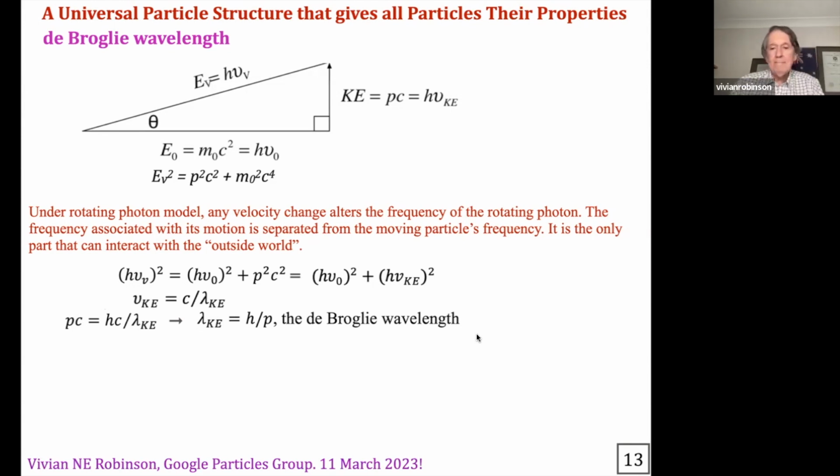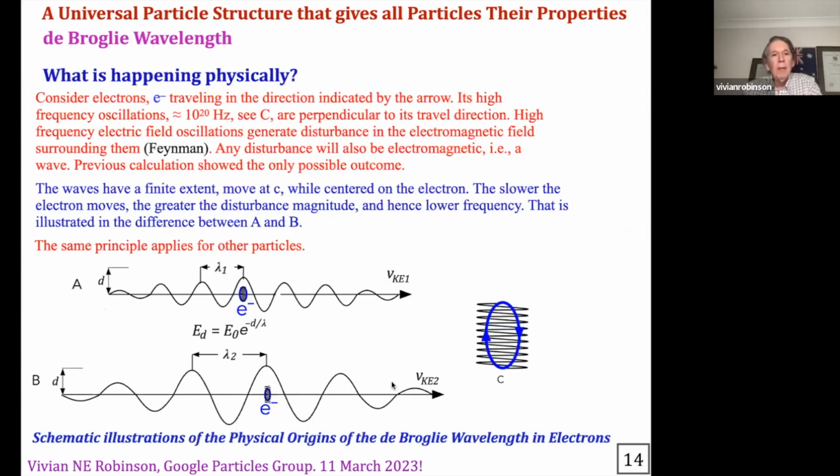Now, while that's a mathematical description, which I said I would give the physics first, I'm just doing it in that way so you can hopefully understand what's happening physically a little bit better. Consider the case of an electron just moving along through space. Its rotation is perpendicular to its direction of travel. And this shows rather crudely the fact that there will be a very high frequency oscillation generated for an electron, about 10 to the 20 hertz, which is fairly high.